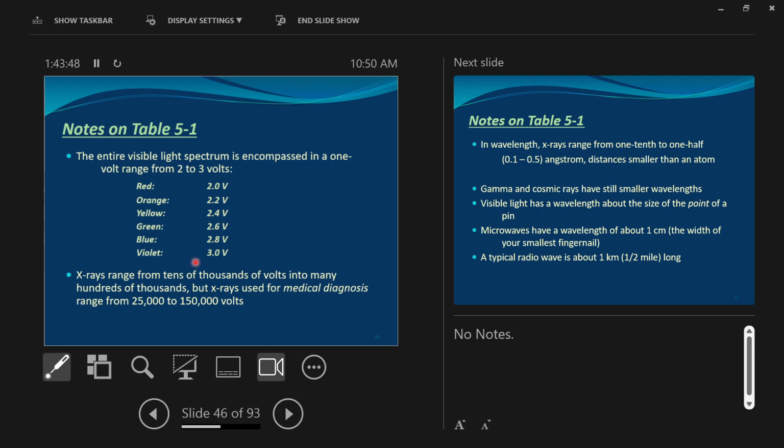That's it. That's the whole visible light spectrum. Energies between 2 and 3 volts. Everything that you can see with your eyes lies between 2 and 3 volts of energy. And again, X-rays are in the hundreds of thousands of volts of energy. So it's the same thing as visible light. Our eyes just aren't sensitive to it.